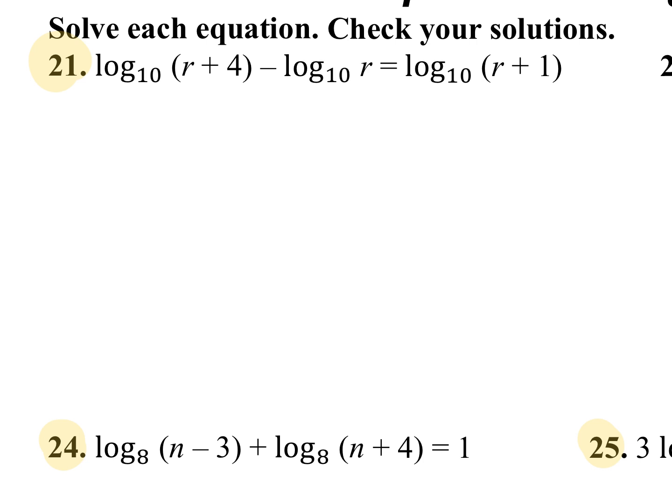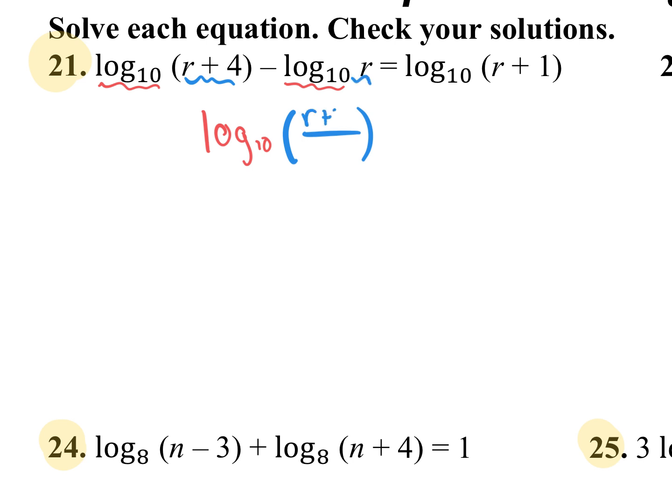So you have this log base 10, which is technically a common log. They didn't even have to write that log base 10. You have that log base 10. We're going to write it as a single log base 10. What we're going to do is use the quotient property, which means we're going to be dividing this guy by this guy.